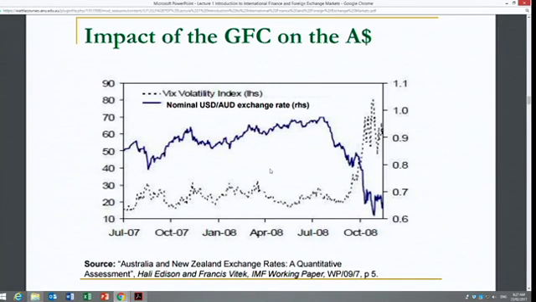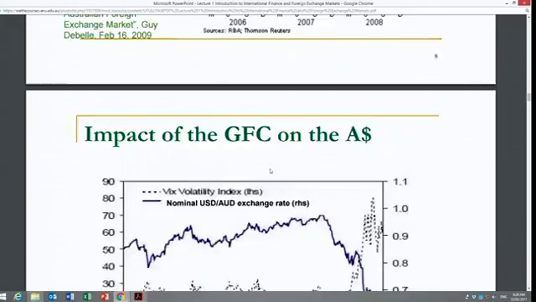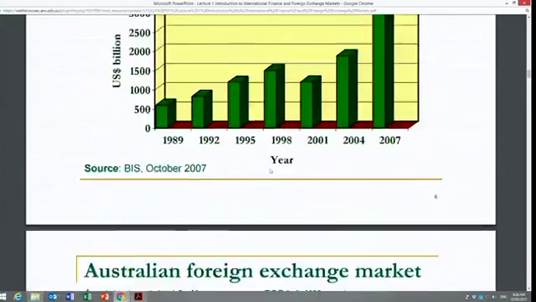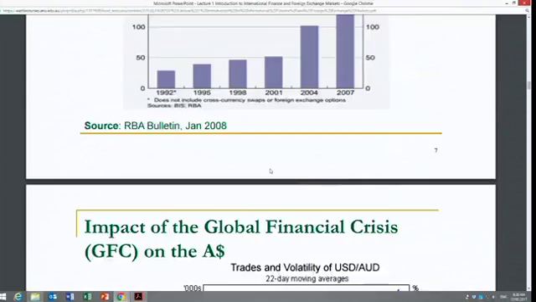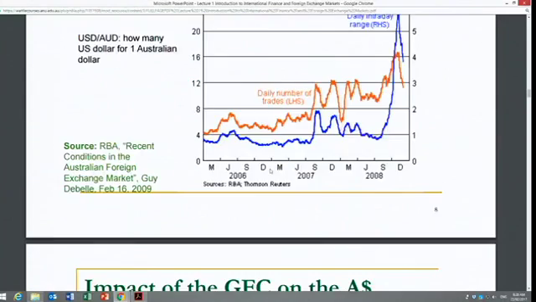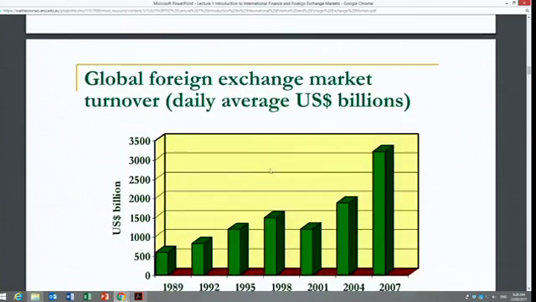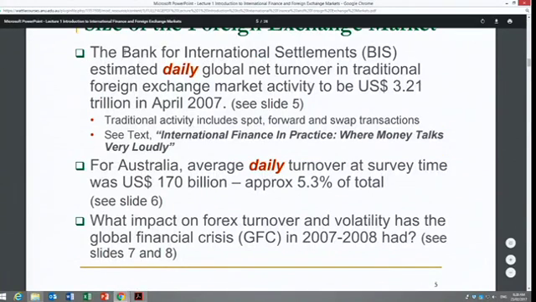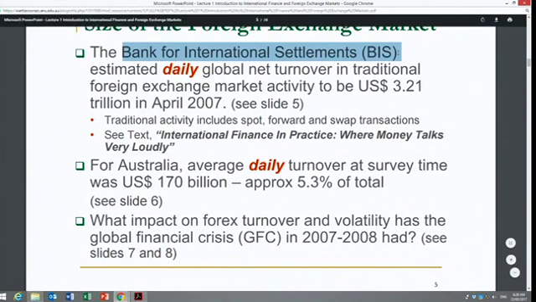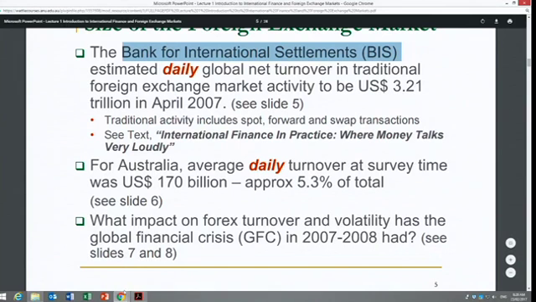Okay. If there are no questions, what I would like to mention at this point is that the figures I have provided between slides 5 and 8, or I should say 5 to 7, are based on the publication by the Bank for International Settlements in April 2007. In fact, it's April 2007.